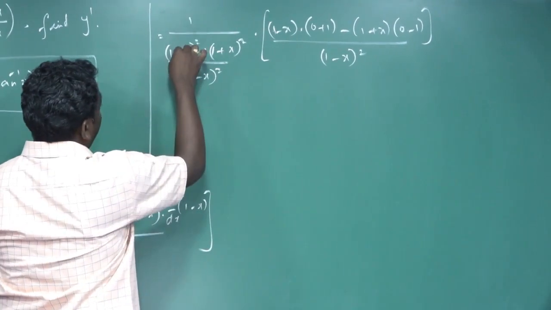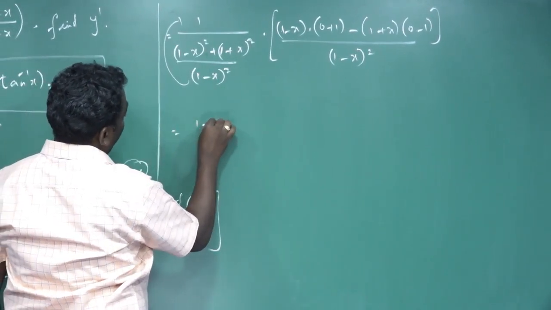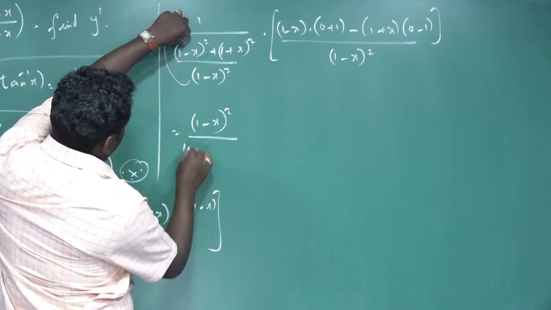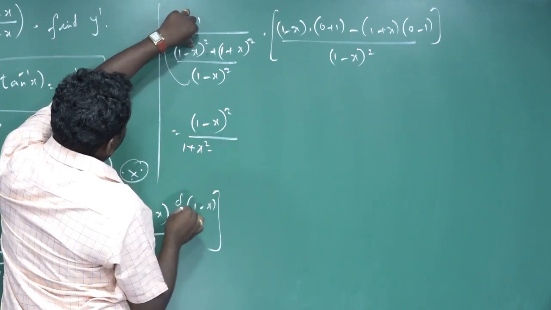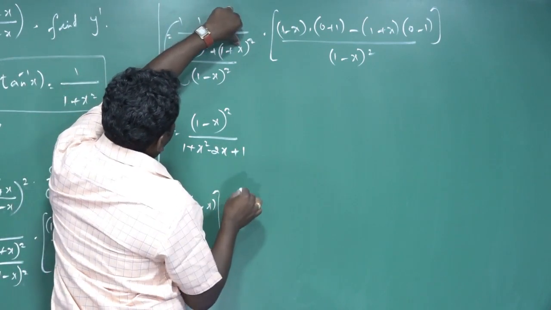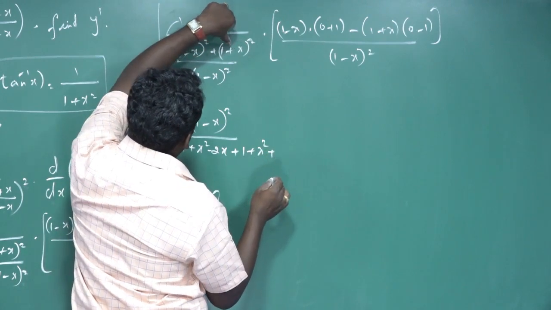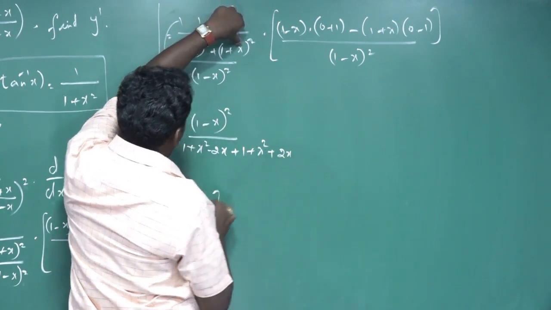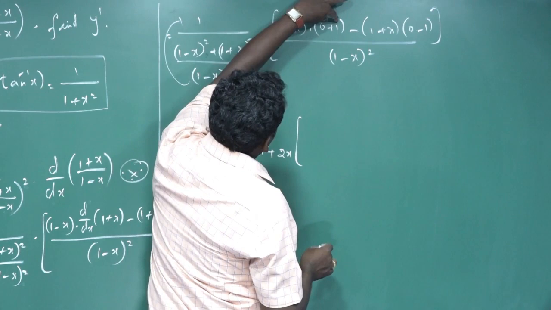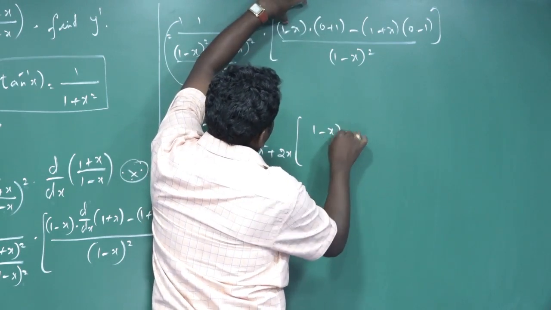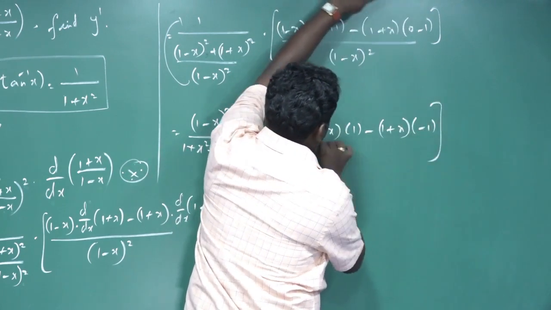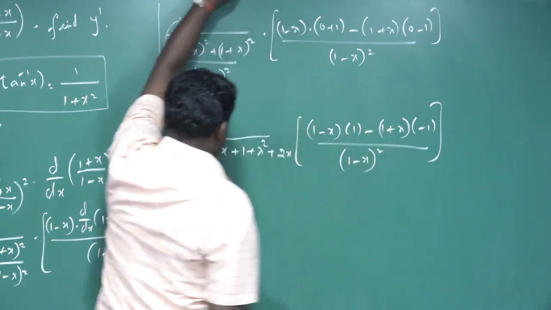Now the denominator goes to the numerator, that is equal to (1 minus x) whole square, and by expanding using the a minus b and a plus b forms: 1 square plus x square minus 2 into 1 into x, that is 2x, plus 1 square plus x square plus 2 into 1 into x, that is 2x. Applying the a minus b whole square and a plus b whole square formulas, then within the bracket term we have 1, therefore (1 minus x) into 1 minus (1 plus x), again within the bracket minus 1, and the denominator (1 minus x) whole square as it is.